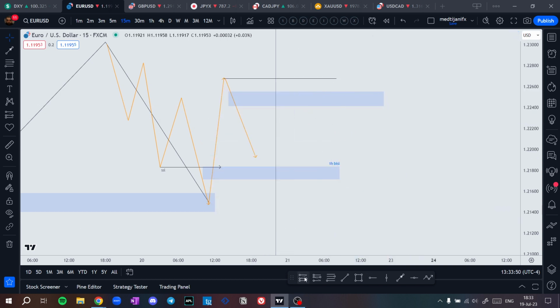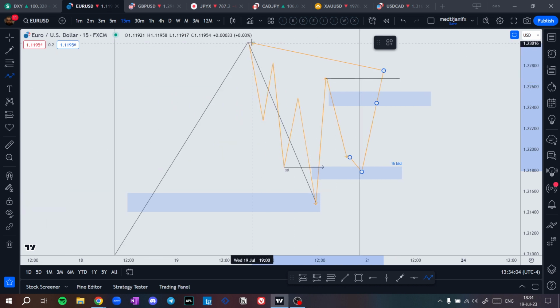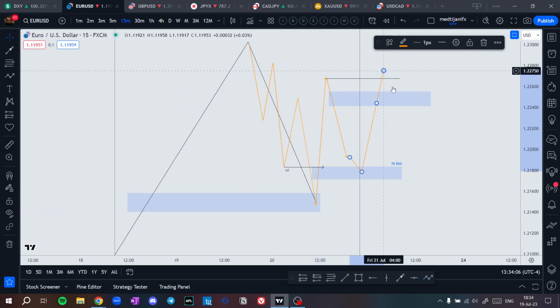We could just enter here. We could enter our levels, right? Then target this fair value gap, take our partials out, then target this high, then take our partials, then target this high. We don't say, okay, price has gone to this fair value gap, let's sell. No, we don't do that.